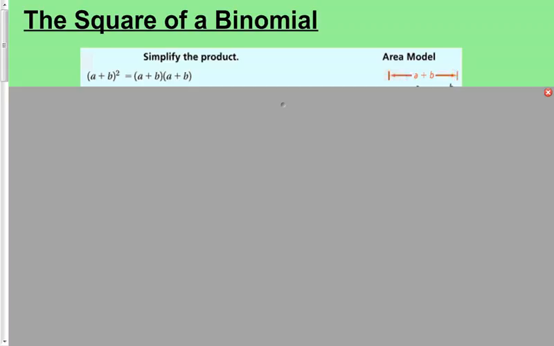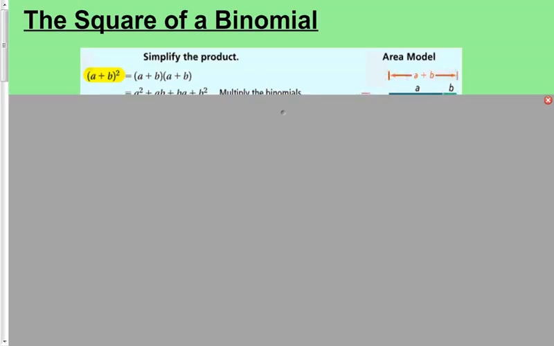So the first one is when you square a binomial, and what we mean by that is taking a binomial like this right here, a plus b squared. So if we were to write that out, it would be a plus b times a plus b. So there we have two binomials multiplied together.